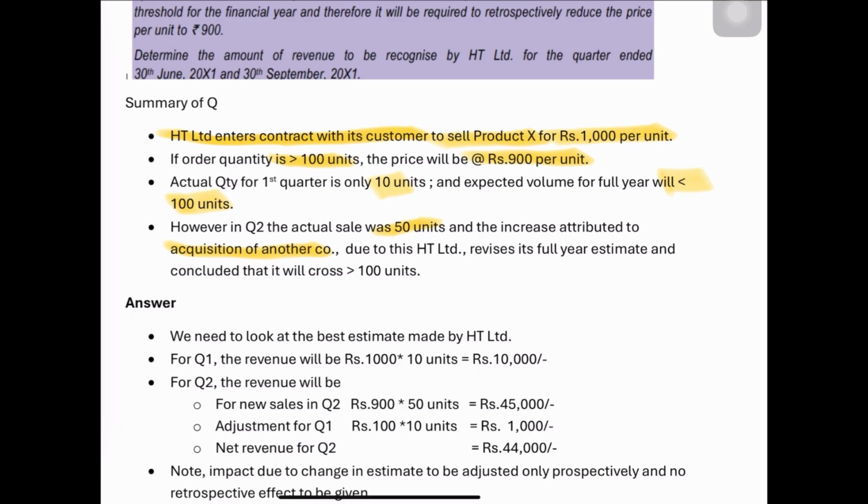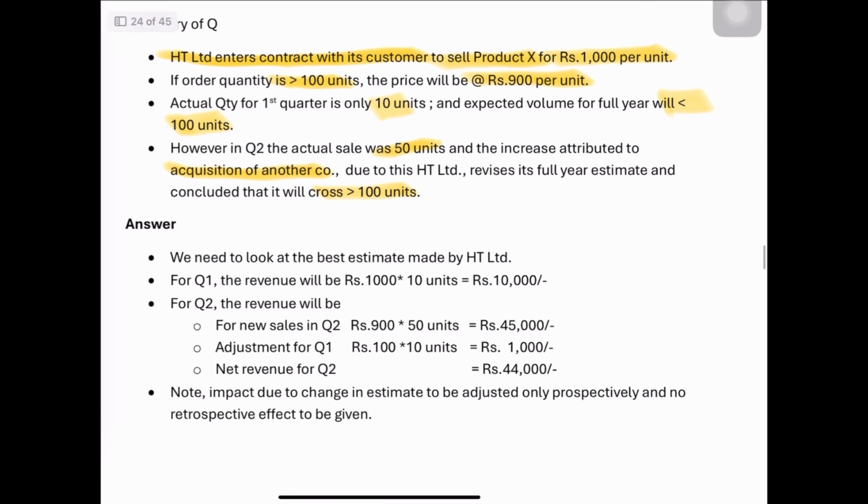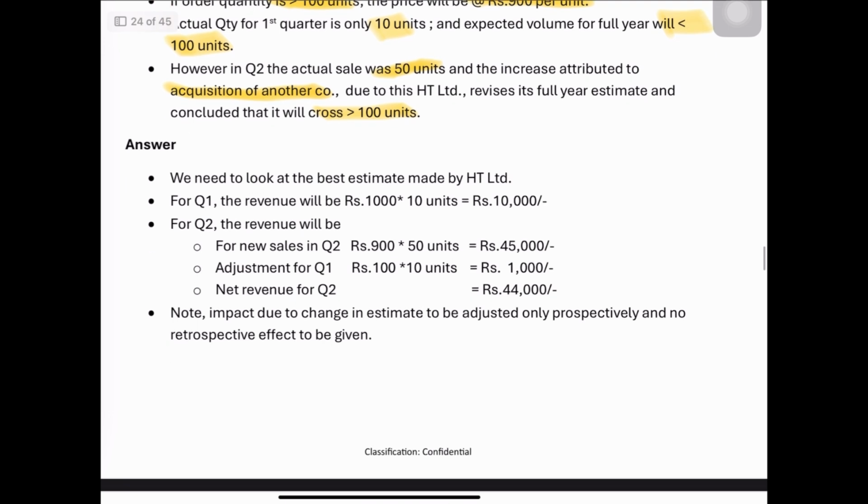With this, HT Limited revised the full year estimate and concluded that it will cross more than 100 units. So for Q1, it was estimated that the 100 units threshold would not be met, but in Q2 it's revised because of some additional business transaction. The entity revised its estimate to more than 100 units. Now let's see how HT Limited should account for this transaction. Here we need to look at the best estimate made by HT Limited.